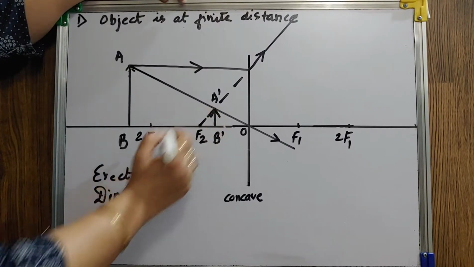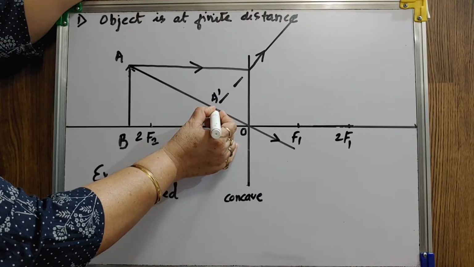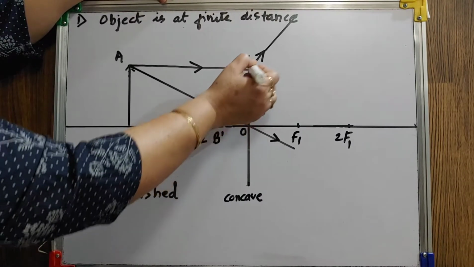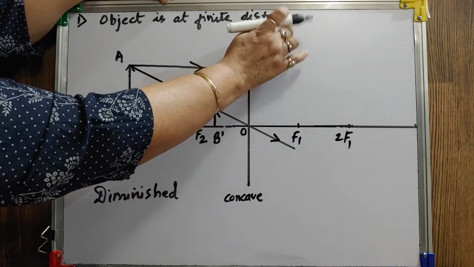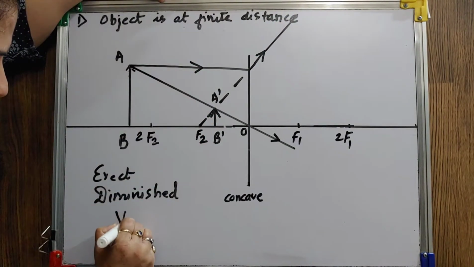Now it is erect. It appears to me, not an actual meeting of the rays. Backward, when I have extended the divergent rays, then only I am getting this image. So it's a virtual image.